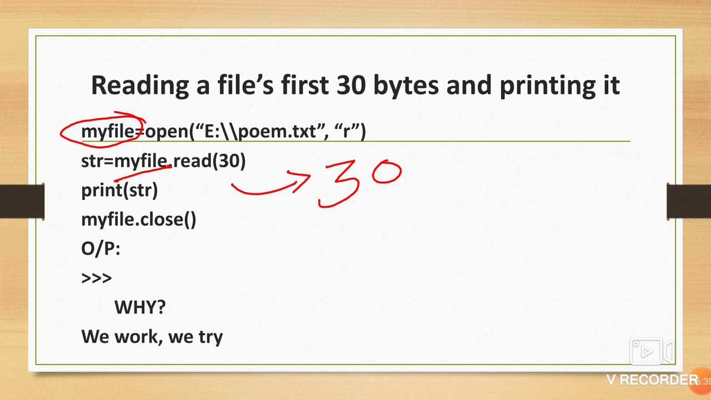Then it has the blank line, and then it will print "we work, we try". Before and after there are some blank spaces, so it will count the blank spaces also, as I told you when I taught you the read method. So I think you now understand how you can use the read method by using the file object.